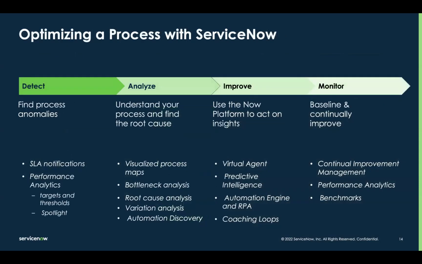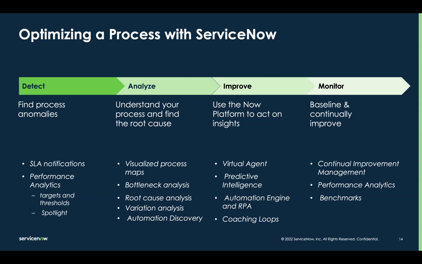So if we look at optimizing processes on ServiceNow, you can really break it down into 4 phases: detect, analyze, improve, and monitor, right? You're probably already using some of the platform's detection methods, things like notifications on maybe SLA breaches, or performance analytics dashboards that have thresholds set to the metrics that you deem important to your organization. Or maybe you're even using the spotlight capability of performance analytics to help you identify opportunities or when things are going bump in the night. That's the detect phase.